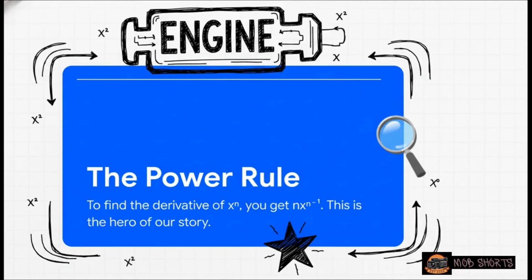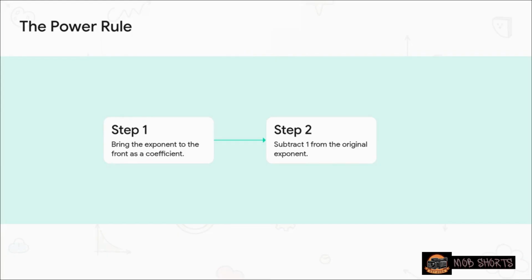And now, for the main event, the hero of our story today, the power rule. This little guy is the engine that's going to do most of the heavy lifting for us. It looks simple, and trust me, it really is. The power rule is basically a two-step dance. It's super easy. Step 1, you grab that exponent and bring it down to the front to multiply. Step 2, you just subtract 1 from that original exponent to get the new one. That's it. Bring the power down, then reduce the power by 1.